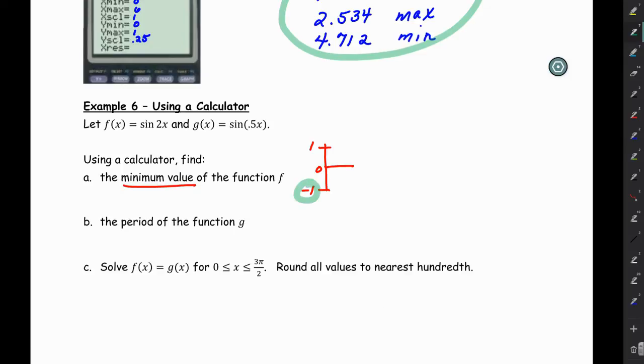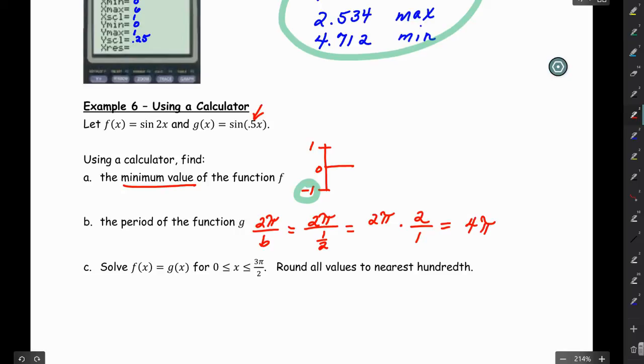Now the period of function g can be found by doing 2 pi over b. So it's going to be 2 pi over, and the value of b is the value in front of x, that's 0.5 or a half. I'm going to write it as a half. When we divide by a fraction, we multiply by the reciprocal. So the period of this function is 4 pi.